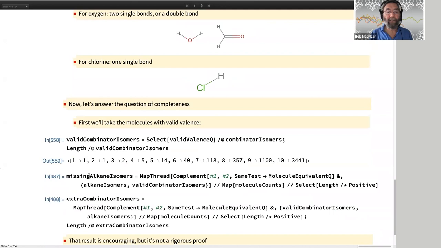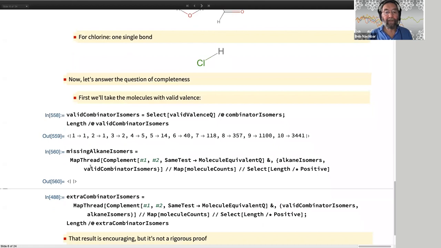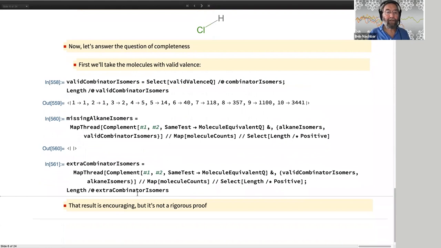So we're just going to do the complement for each size, each level here, for the number of carbon atoms, the complement of the alkane isomers, and we'll remove all of those that were combinators. If there are any left, those would be ones that we missed. And we can see that we get an empty association, so we didn't miss any. And to be complete, we'll do the reverse complement. We'll take all of the valid alkane isomers and remove them from the combinator generated ones to see if there were any extra combinator generated ones. And fortunately, that list comes out empty also.